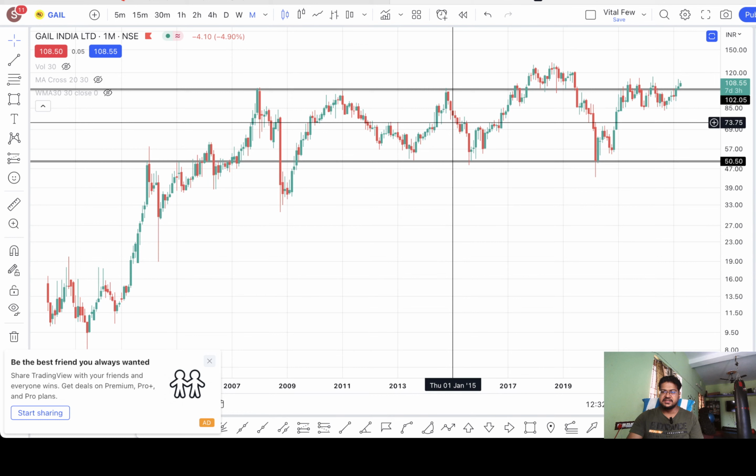So now let's do the analysis. We can see that this bottom line acted as a resistance here, then again acted as support here, again support here, again support here. This is the COVID crash, and so this is a valid one.